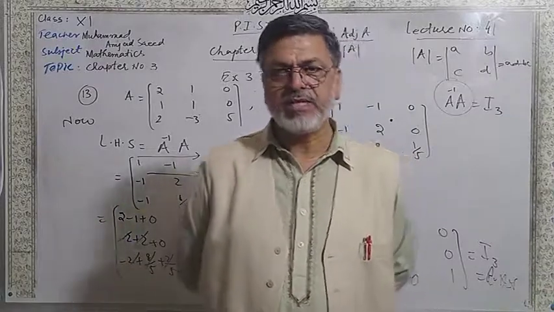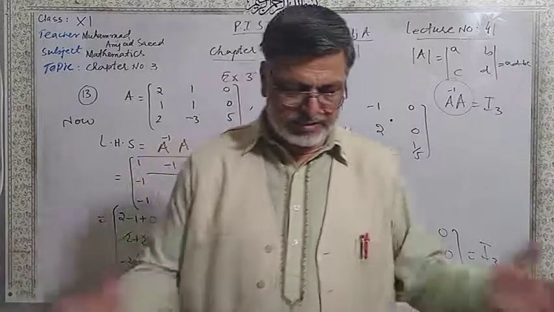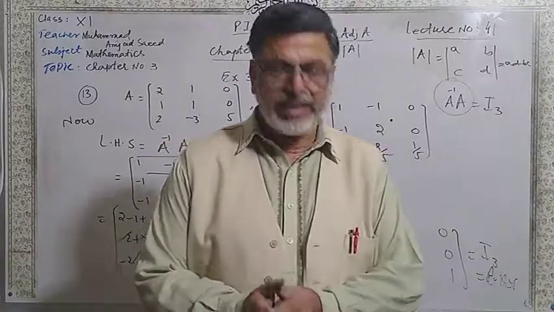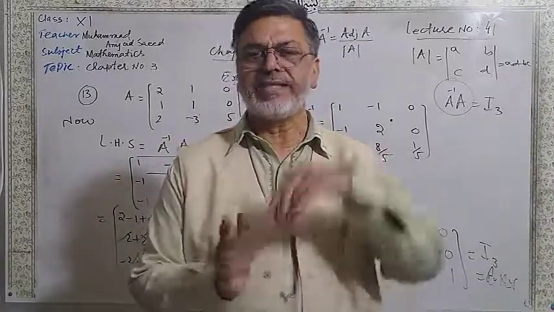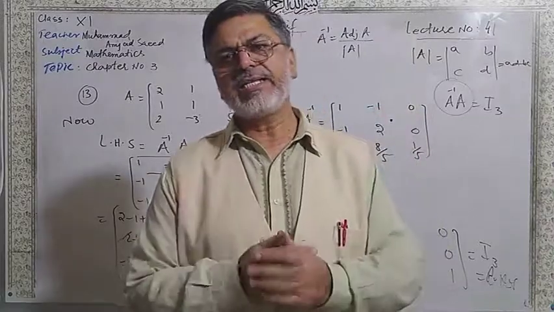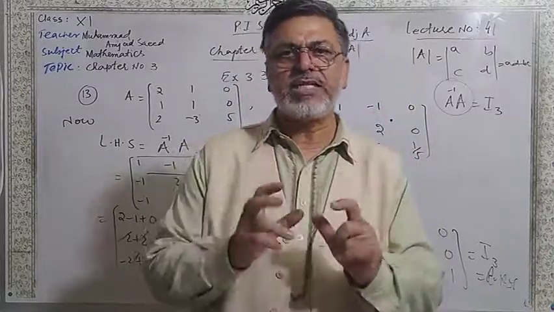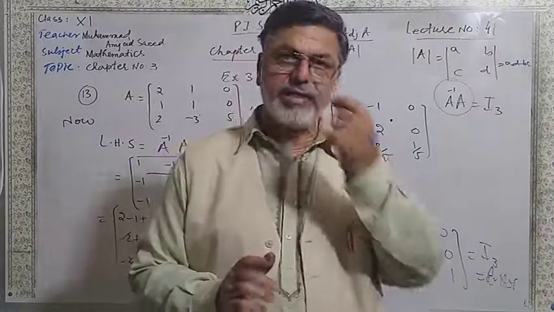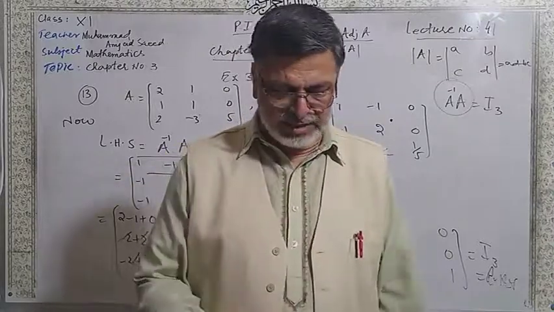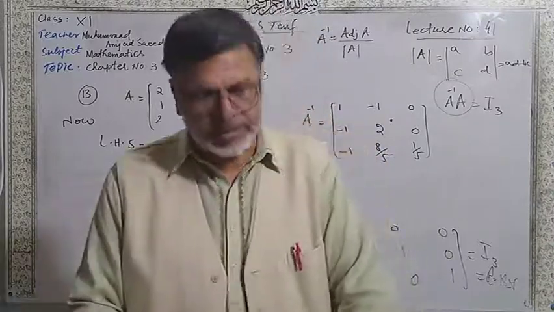A B transpose is equal to B transpose A transpose, you multiply and then you will get it. In the left hand side you multiply A B first and then take the transpose. And in the right hand side you find the transpose first, then you write down B transpose A transpose and multiply. Your left hand side will be equal to the right hand side.